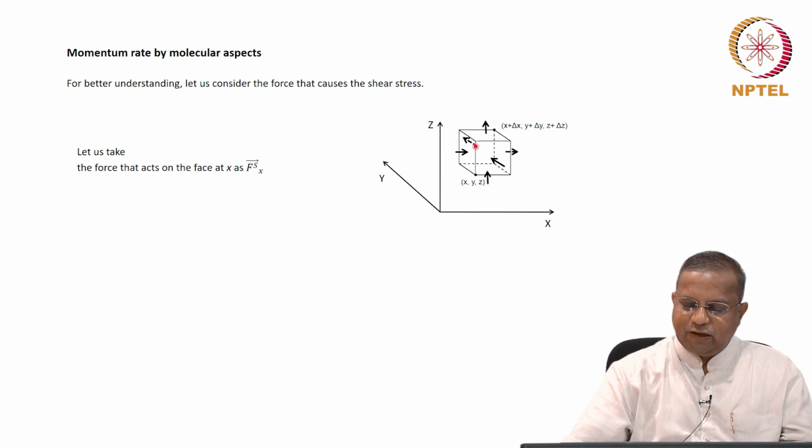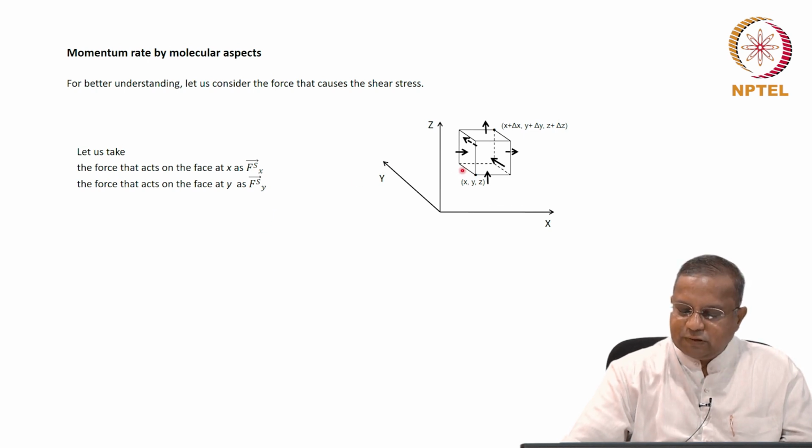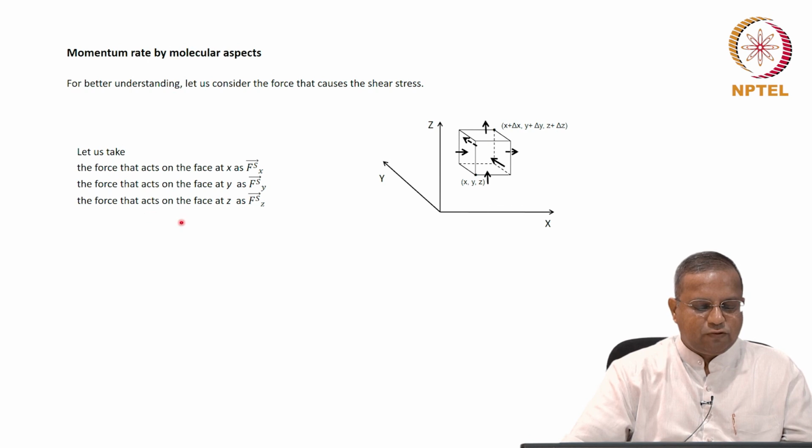This is the face at x. The force that acts on the face at x is Fs at x, the surface force at x. Similarly, the force that acts on the face at y, where y is here, is Fs at y. And the force that acts on the face at z, which is at the bottom here, is Fs at z.